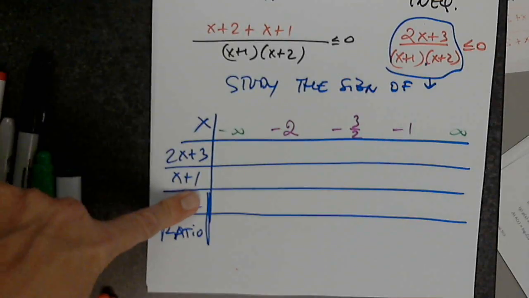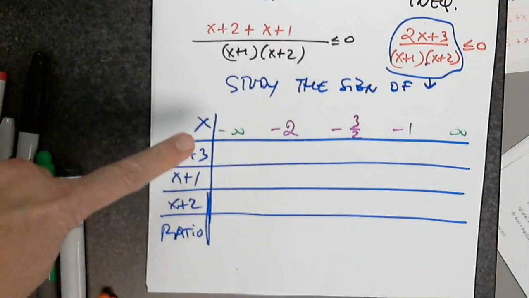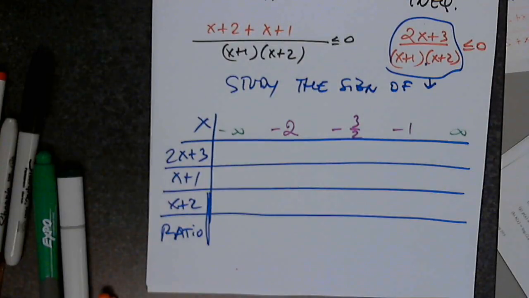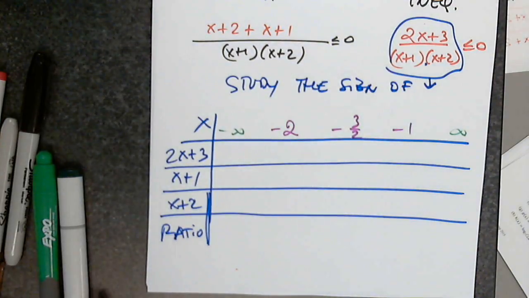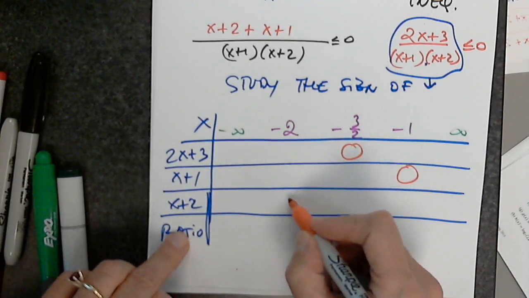So this is negative 2. From here we have a negative 2. From here we have a negative 1. But from here we have negative 3 divided by 2, which is negative 1.5. Okay. And now I put the zeros. 0 here, 0 here, and 0 here.